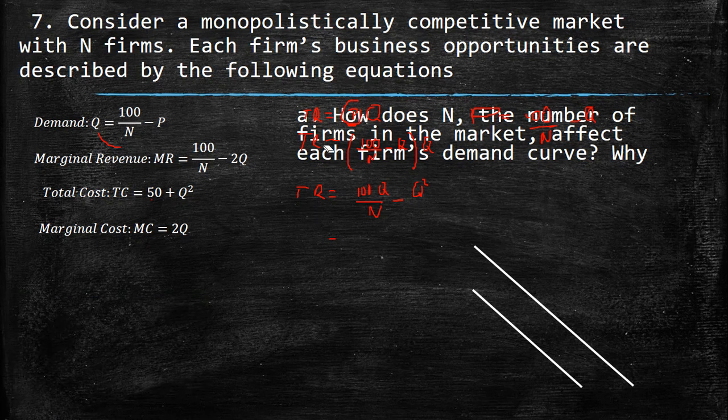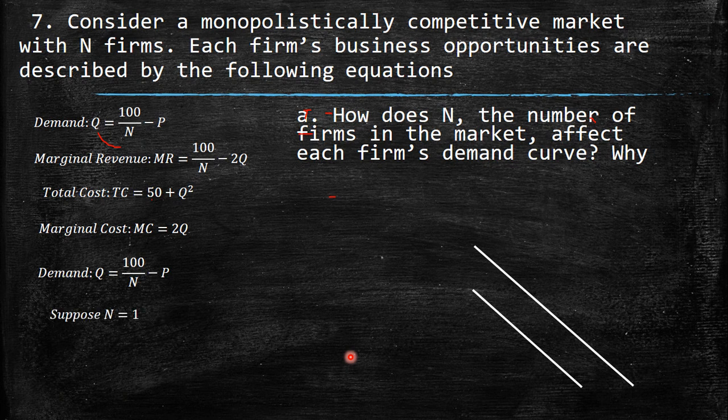Okay, and this one is the question: how does n, the number of firms in the market, affect each demand curve and why? We already know that because we discussed it at the very beginning of the exercise, but we are going to work a little more on it. So here we have the demand. Let's suppose that the number of firms is 1, and this is the demand curve. Then I'm going to represent it in my Cartesian plane.